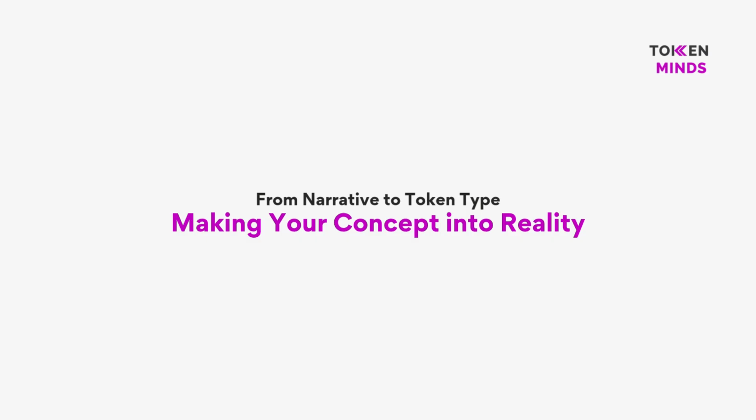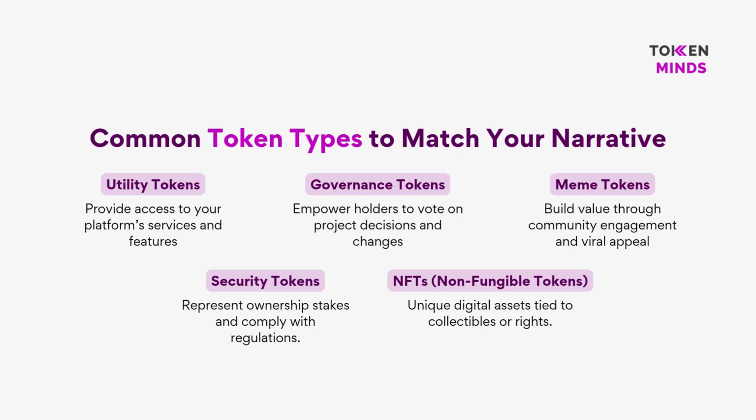So once you've validated your idea and your story holds up, it's time to figure out how to bring it to life on chain. That starts with one critical decision. What kind of token best supports your narrative? There's no one size fits all answer here. It all depends on the function your token will serve inside your ecosystem. But let's run through the most common token types you'll see.